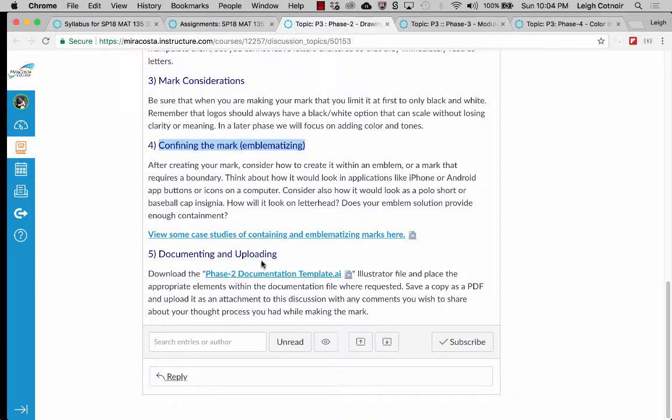Okay, and then documenting and uploading. So you're going to use this phase 2 documentation template, similar to what you did in the first assignment, but this one's different, and it's got places where you just plop your stuff in the right place. And you're going to save a copy as a PDF and upload it to this discussion when you're done for a grade. Okay. All right, so I'm going to end this video here, but for the third assignment, there will be another explanation.